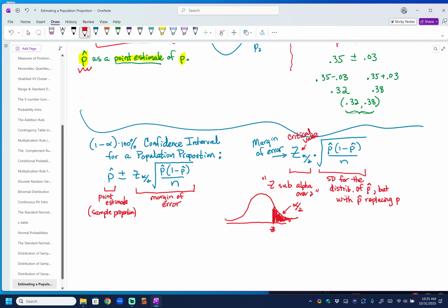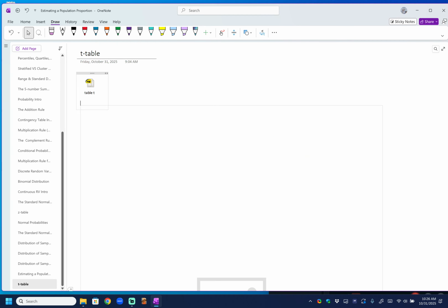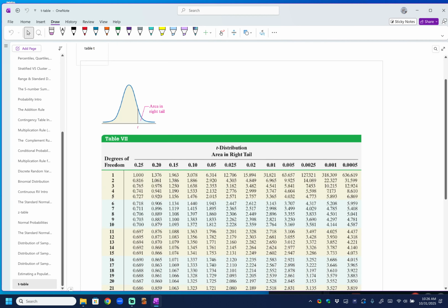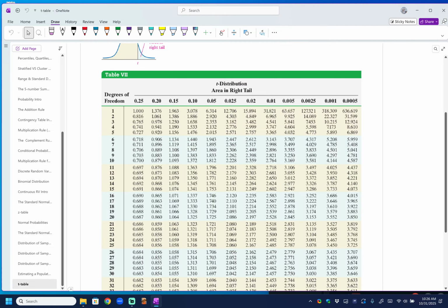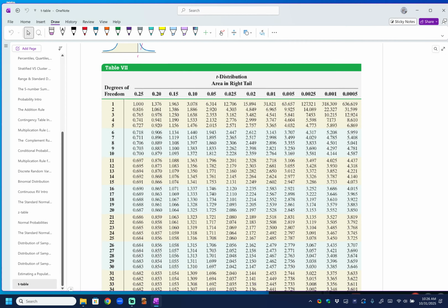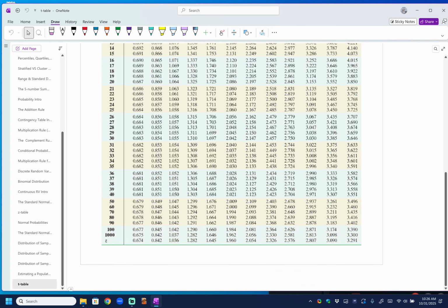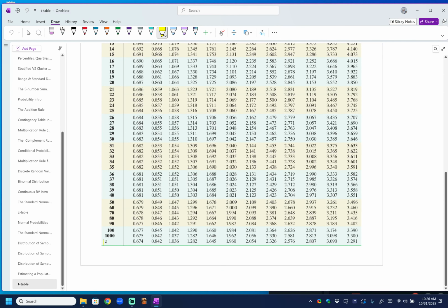Let's get a little deeper into those critical values. There is now a new table that you will be using called a t-table. Looks like this. It'll be in your formula packet. In this t-table, there's something called a t-distribution. You don't know what that is yet. You don't have to worry about that yet. But at the bottom of this t-table, you're going to find something very interesting, the variable z.